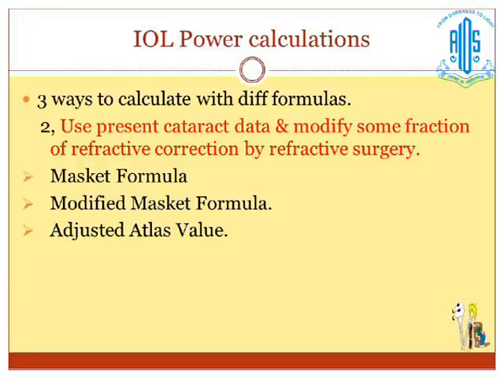Sometimes a patient comes to you and does not have any keratometry readings, but just tells us, I had minus 4 or minus 10 in my eyes before the surgery. So certain formulas are made for when pre-refractive data is not available; they modify some fraction of the refractive correction by the refractive surgery. The Masket formula and modified Masket formula are based on this.